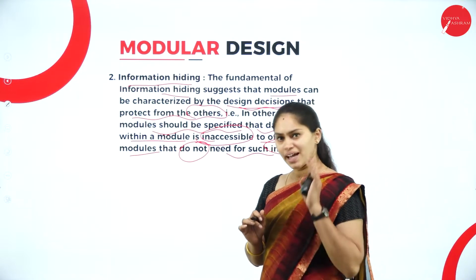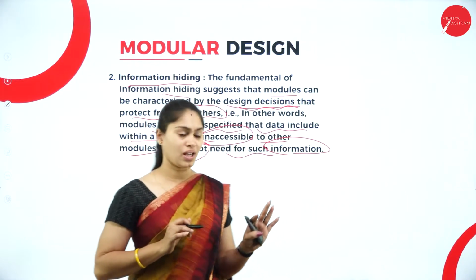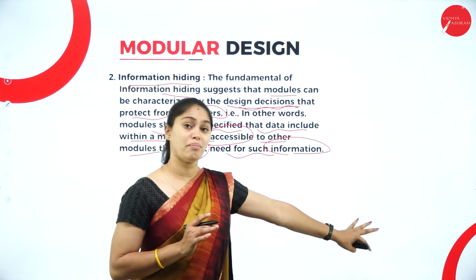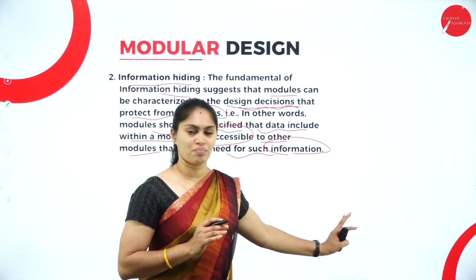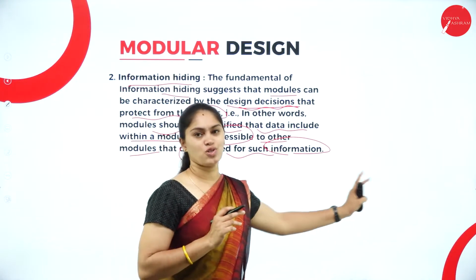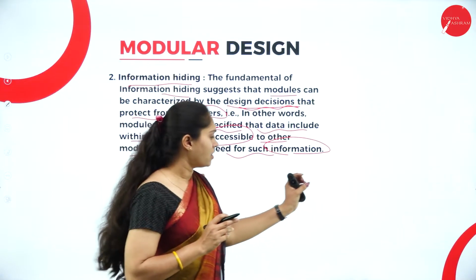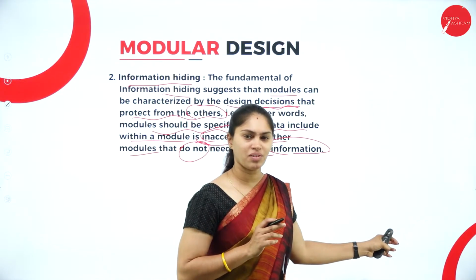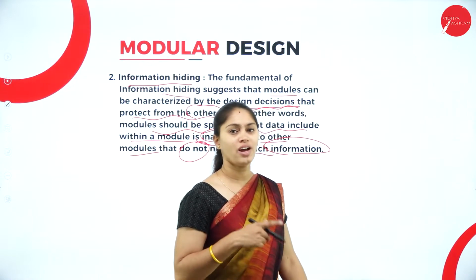So for example, I have 4 modules, M1, M2, M3, M4. But what M1 is doing should not be disclosed to M2. What M2 is doing, that information or data, whatever we are using, should not be disclosed to M3.